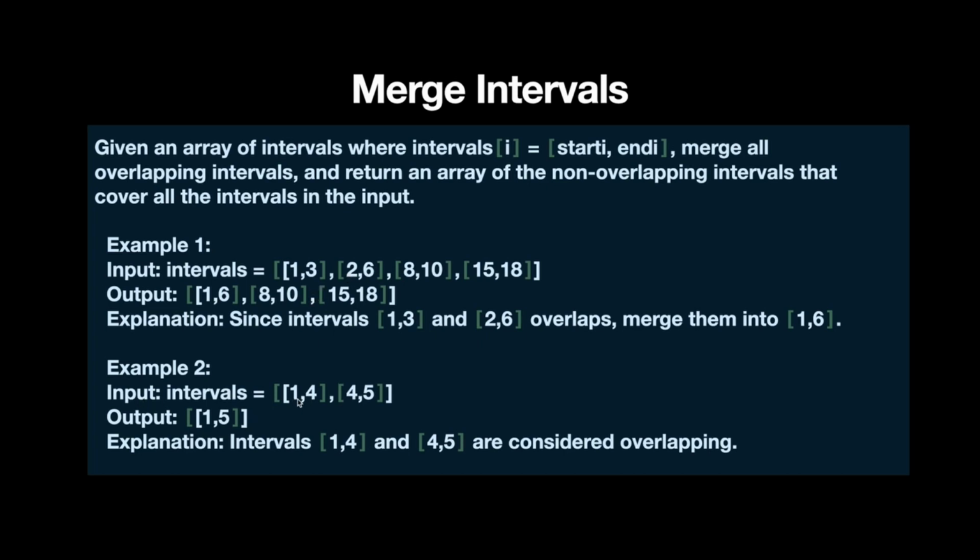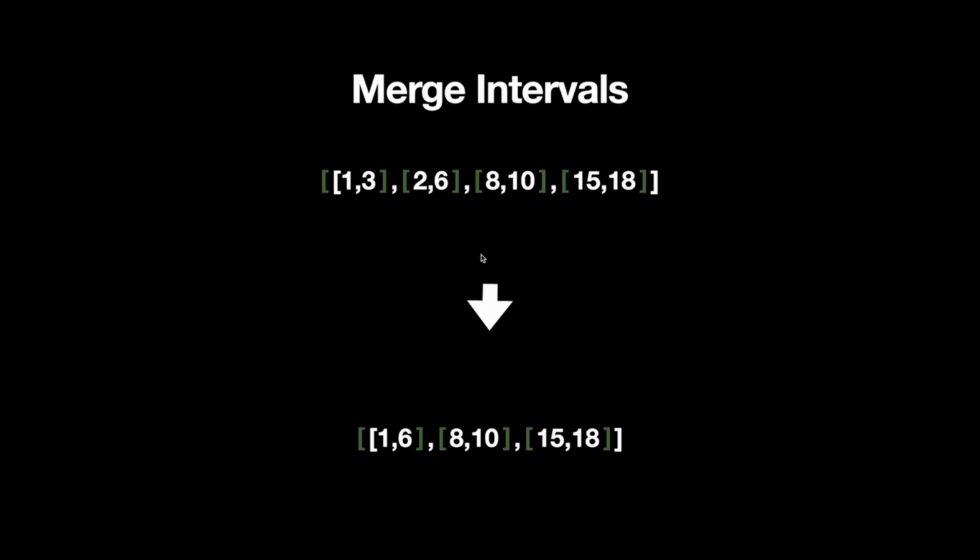Similarly, in this example, if you see 1 4 and 4 5, 4 is definitely in both of these intervals, so we have to merge them, giving 1 and 5. If it was 5 and 6 over here, then it wouldn't be overlapping. But it is overlapping because 4 is available in both intervals. So we will merge these two and make it a non-overlapping interval. This is what we have to do, so let's see how we can do it.